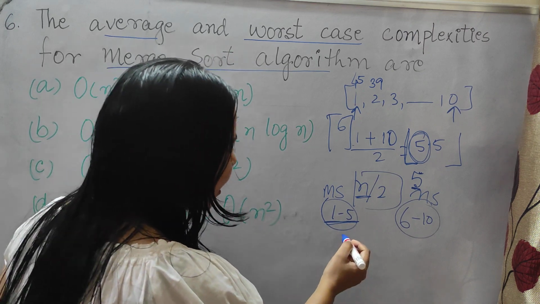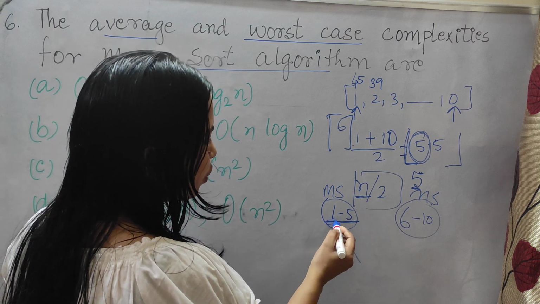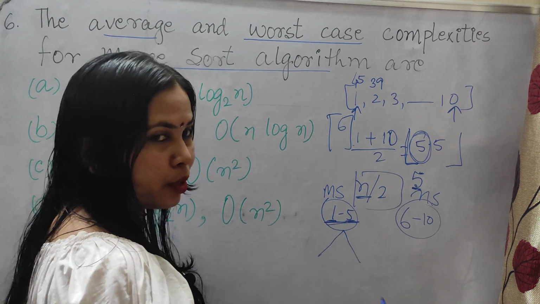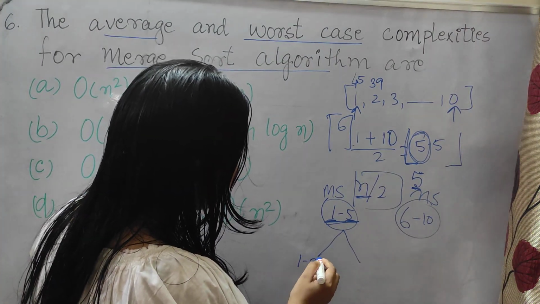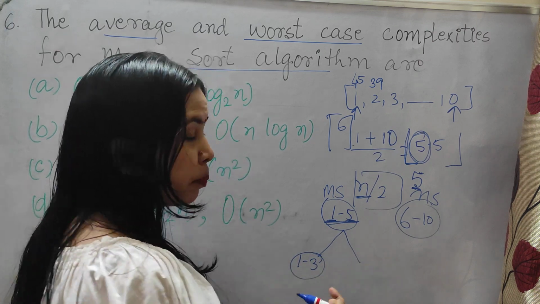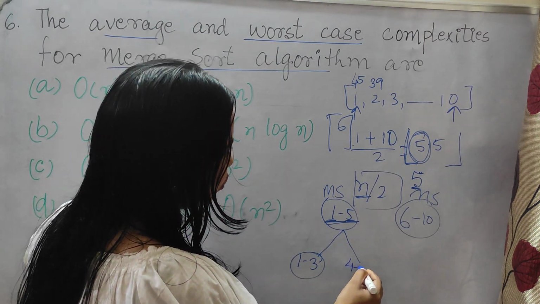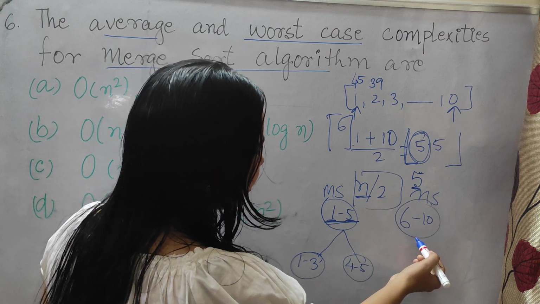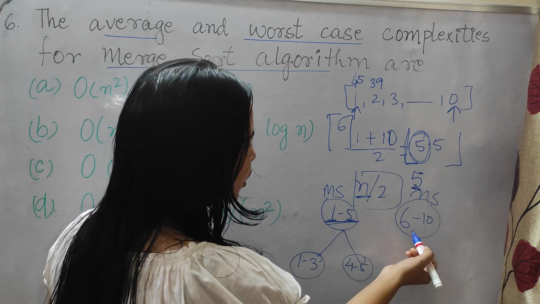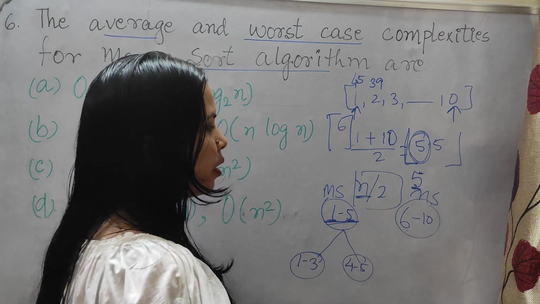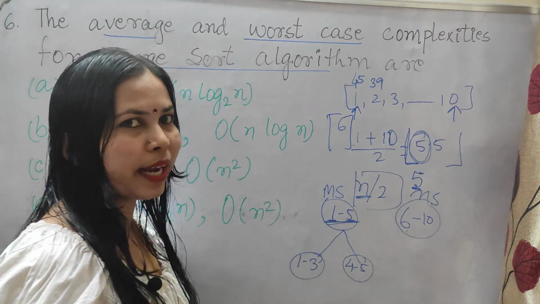And like this it will be divided again. Take the 1 to 5 position: first value is 1 and last value is 5, so 1 plus 5 is 6, 6 divided by 2 is 3. So 1 to 3 will come in the left part, and in the next part mid plus 1, that means 3 plus 1, 4, so 4 to 5 will come here. And here in position 6 to 10, how many elements are there? It is also 5 elements. First element plus last element, 6 plus 10 is 16, 16 divided by 2 is 8.